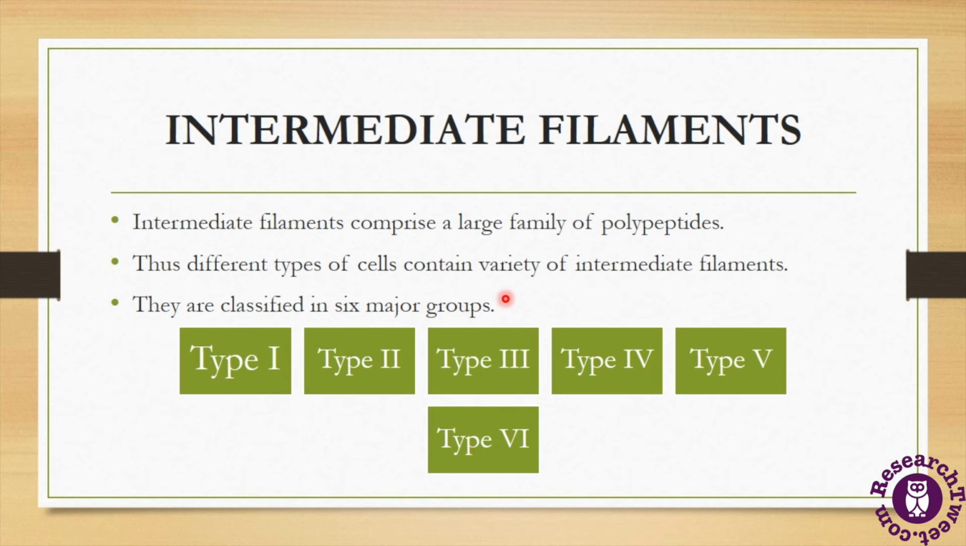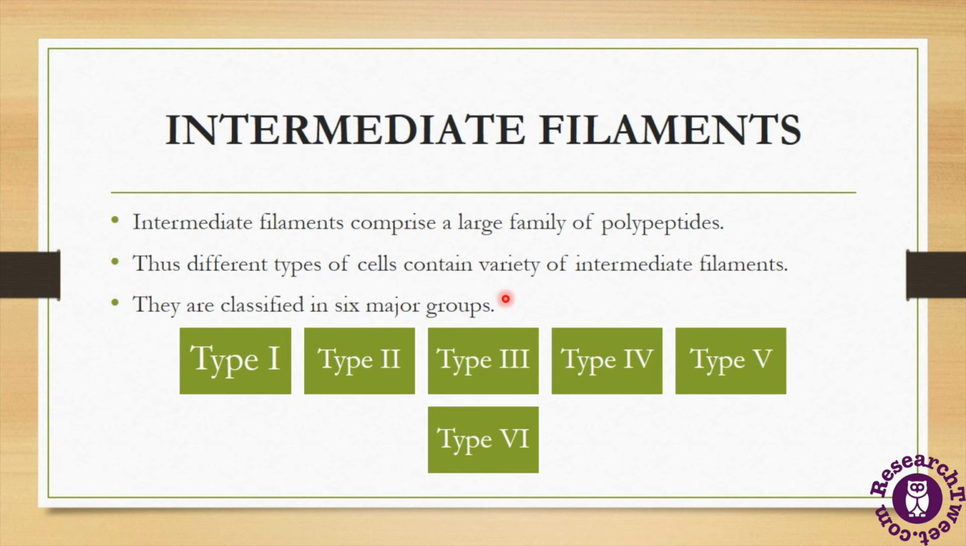Now the third type of component of the cytoskeleton is intermediate filaments, and as the name indicates, they are in an intermediate position between the two other components, microfilaments and microtubules. They are about 8 to 12 nanometers wide, because microfilaments are the thinnest filaments and microtubules are the largest components. They are comprised of a large family of polypeptides, instead of microtubules and microfilaments, which are made up of particular types of proteins like tubulin.